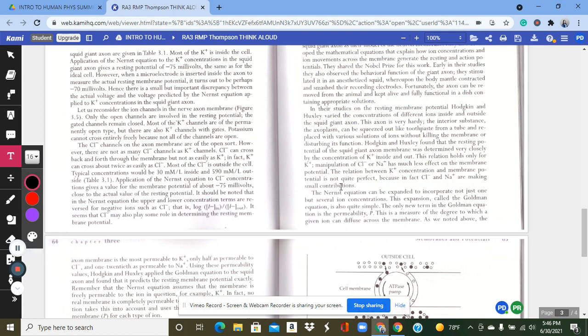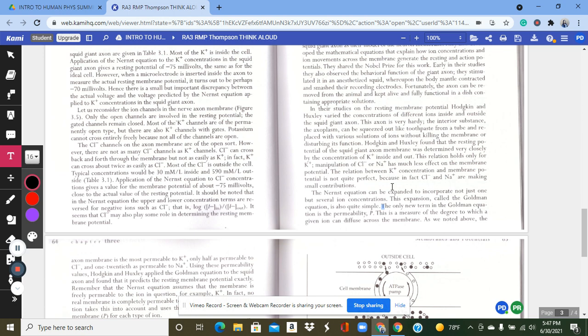Okay, so the Nernst equation can be expanded to incorporate not just one but several ion concentrations. This expansion, called the Goldman equation, is actually something that I'm not familiar with. I don't think we ever talked about it in my AP chemistry or AP biology class. So yeah, this expansion is also quite simple. The only new term in the Goldman equation is the permeability, P. This is a measure of the degree to which a given ion can diffuse across the membrane.